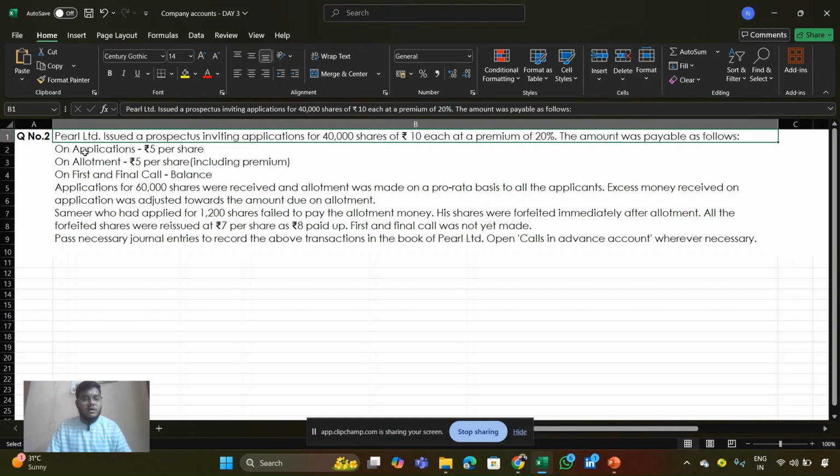Yeah, this chapter is so simple and easy to understand. The main concepts are only forfeiture and reissue. If you are done with these two concepts, the whole chapter is fantastic and simple. So make sure you are thorough in this chapter. It's a very important chapter for the examination.